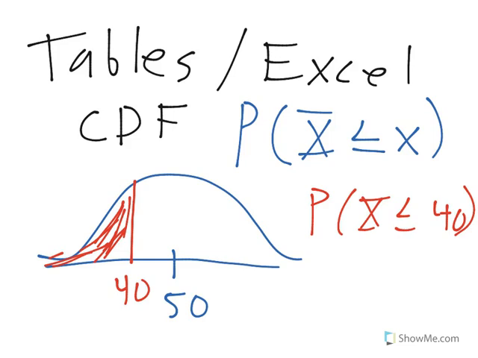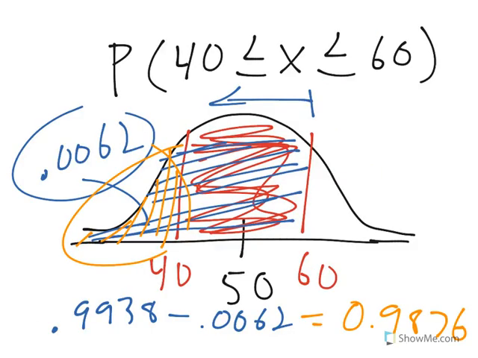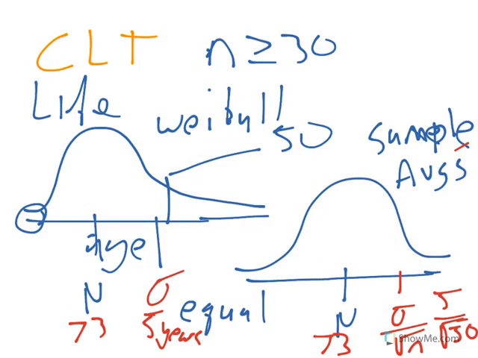If we're doing less than, that's that one. If we're doing greater than, same thing: you still find this and subtract it from 1. And if you're doing between, same thing. So nothing changes once you have your new standard deviation.